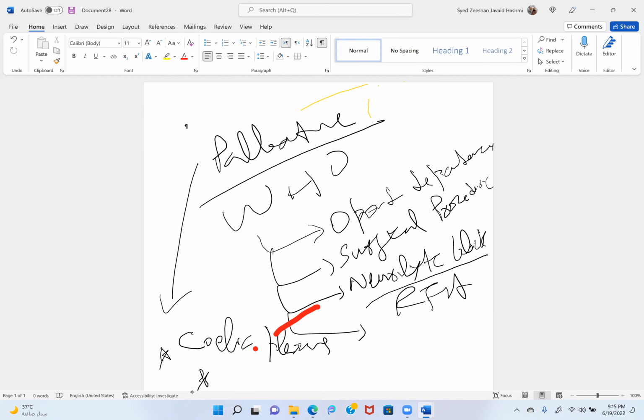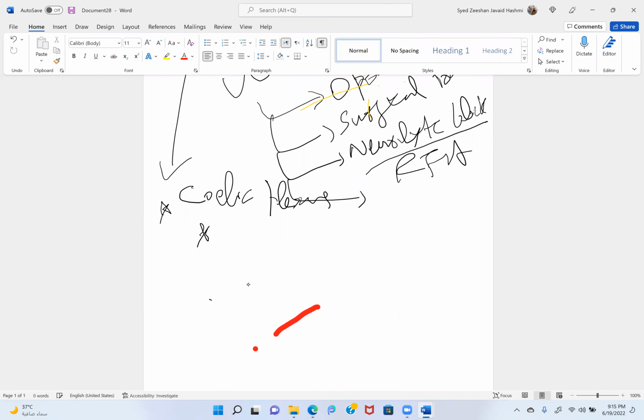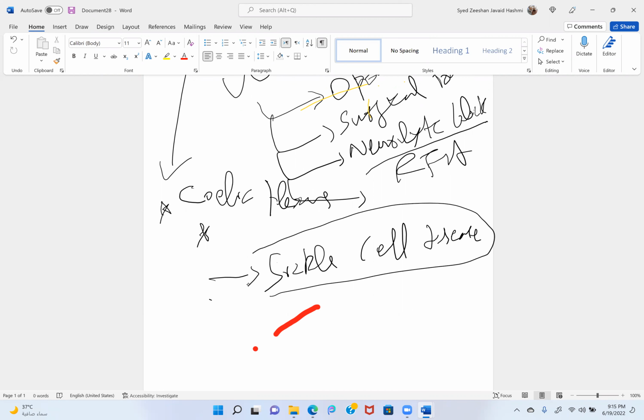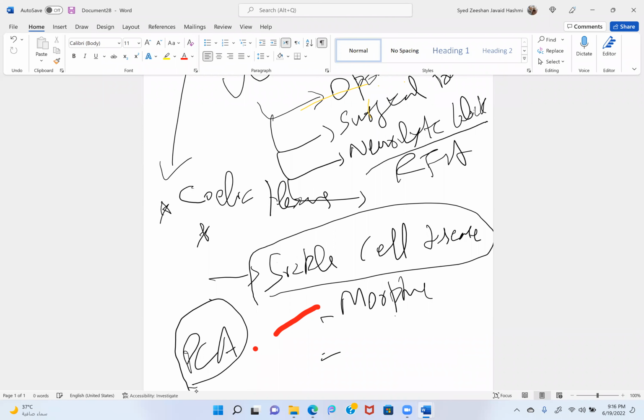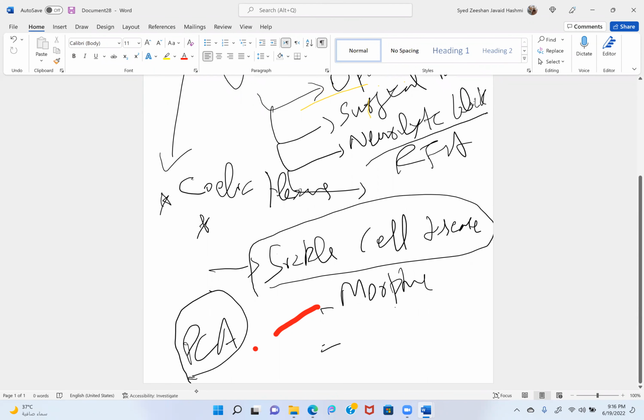There is one thing which is not common in our part of the world, but it is very common in Saudi Arabia. This is sickle cell disease. These patients are very difficult to treat, so we are using PCA pumps for them. I am working in Saudi Arabia, so for sickle cell we are using PCA, patient controlled analgesia, morphine or fentanyl. And we have other options also.